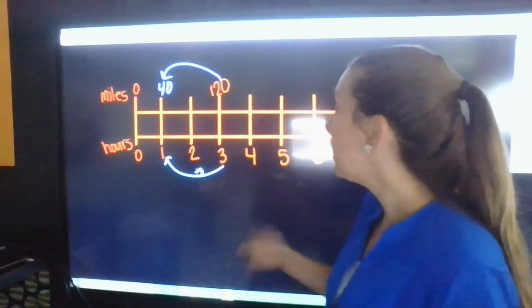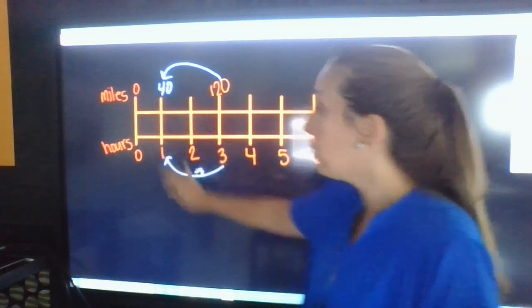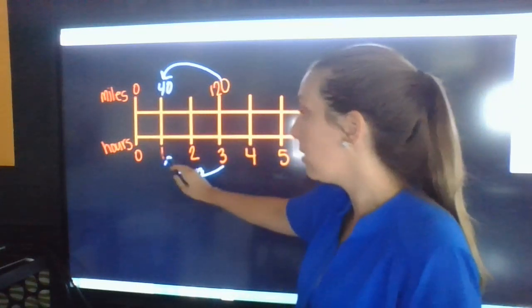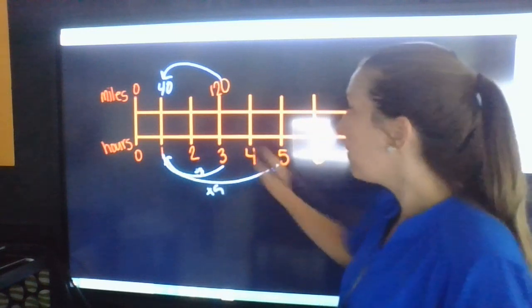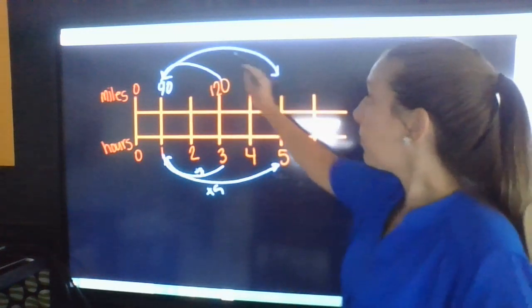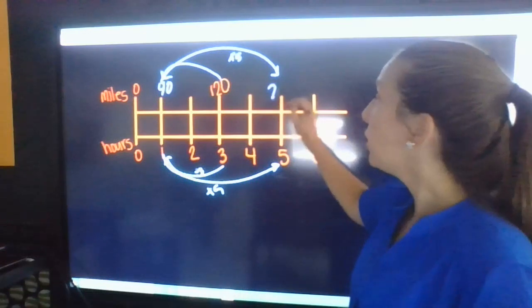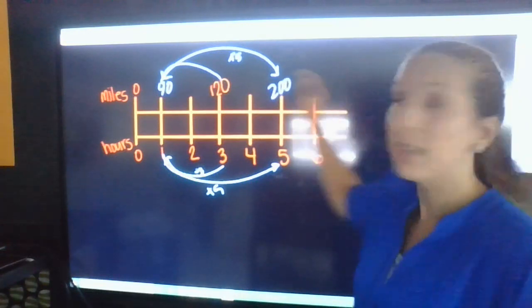So then in the problem it said 5 hours. So now that we have our unit rate, which is 1 hour is 40 miles, we can go over and say 1 times 5 is 5, and then 40 times 5 is 200 miles. So that still gives us the same thing.